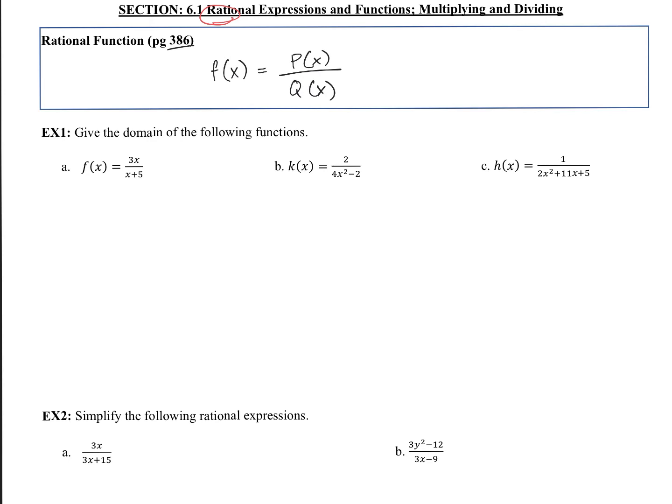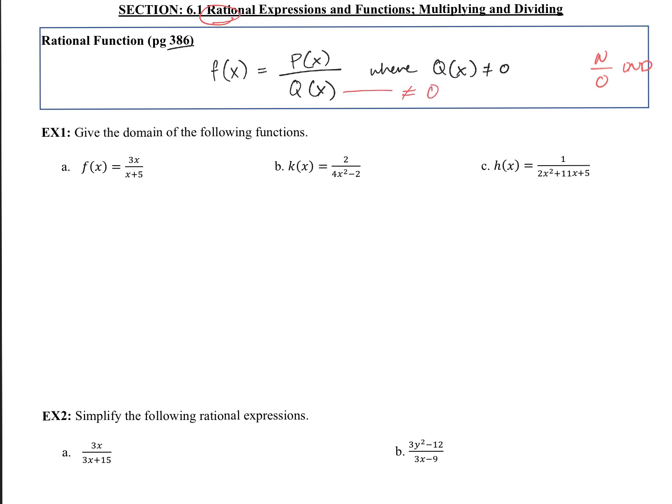One thing we have to keep in mind is where q of x cannot equal 0. Why does that matter? Well, recall, the denominator of a fraction can never equal 0. Why? Because that is undefined. Okay, so q of x cannot equal 0.